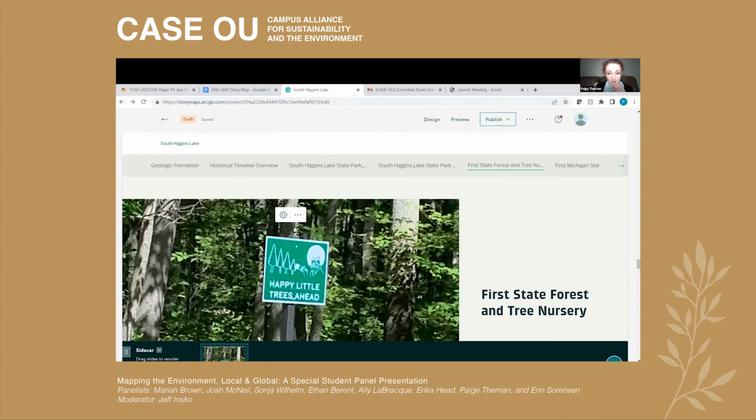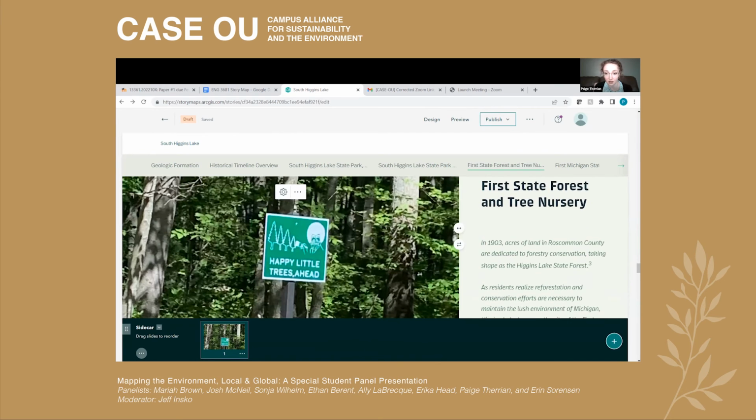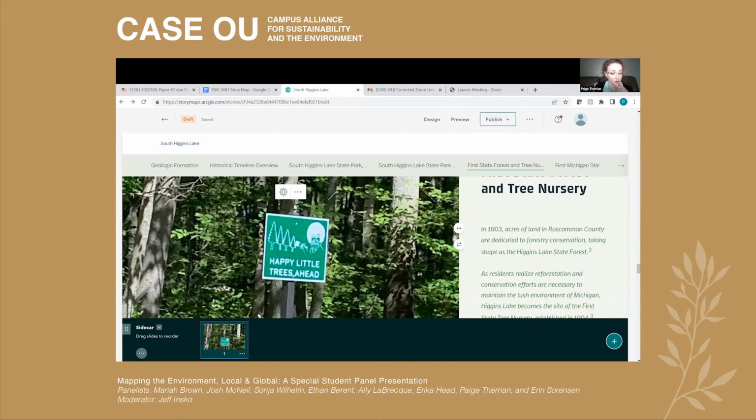So those are all kind of a personal narrative courtesy of the park, which leads me to another sign that I saw while at the campground this past September. This one says "Happy Little Trees Ahead," which kind of forces one to recognize the forestry aspect of the grounds. So the lake is obviously one of the main attractions, but it's important to understand what surrounds the lake is just as important. So in 1903, acres of land in Roscommon County are dedicated to forestry conservation, taking shape as the Higgins Lake State Forest.